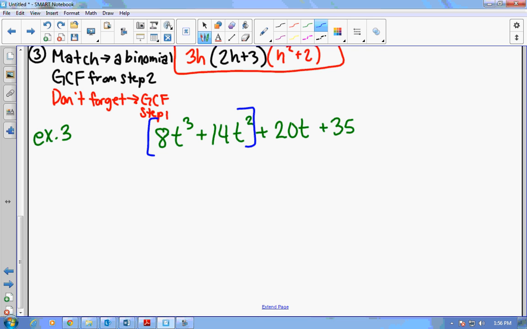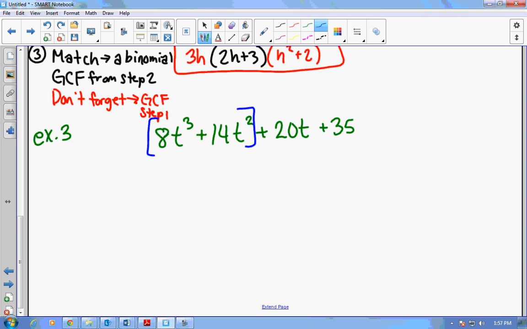Okay, how many t's do they have? Well, total they have 5. This one has 3, this one has 2. So you can't ever take any more than the smallest guy. So they all have at least 2 to give, so put t squared. Not 2 squared, t squared.